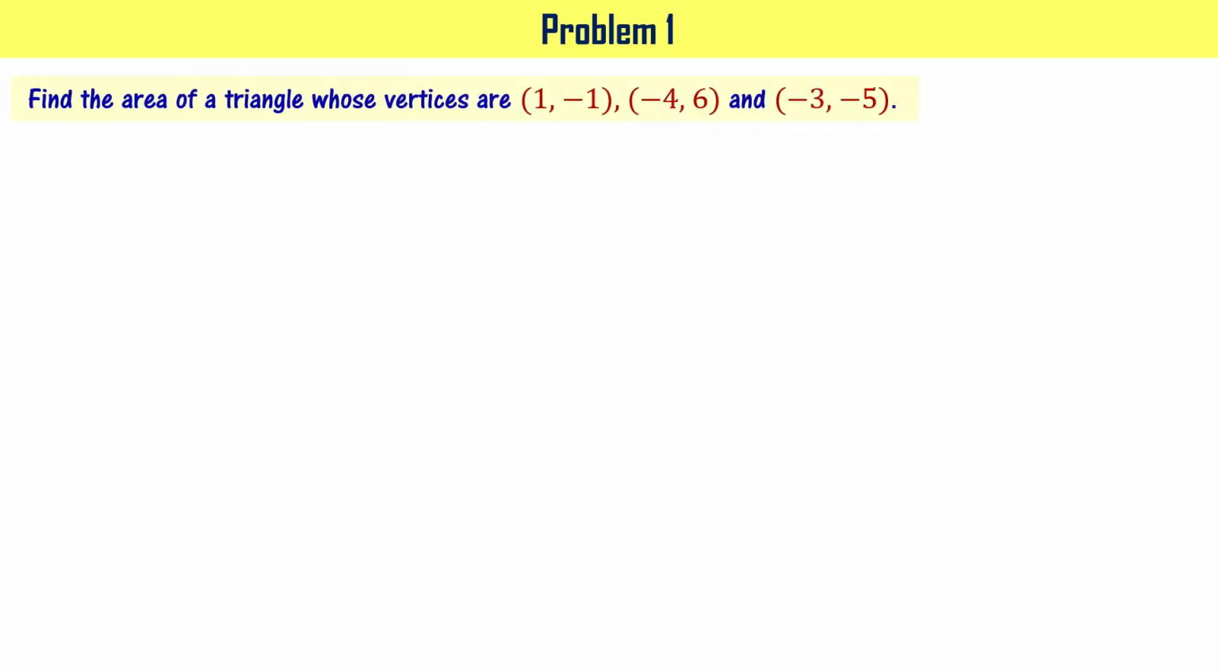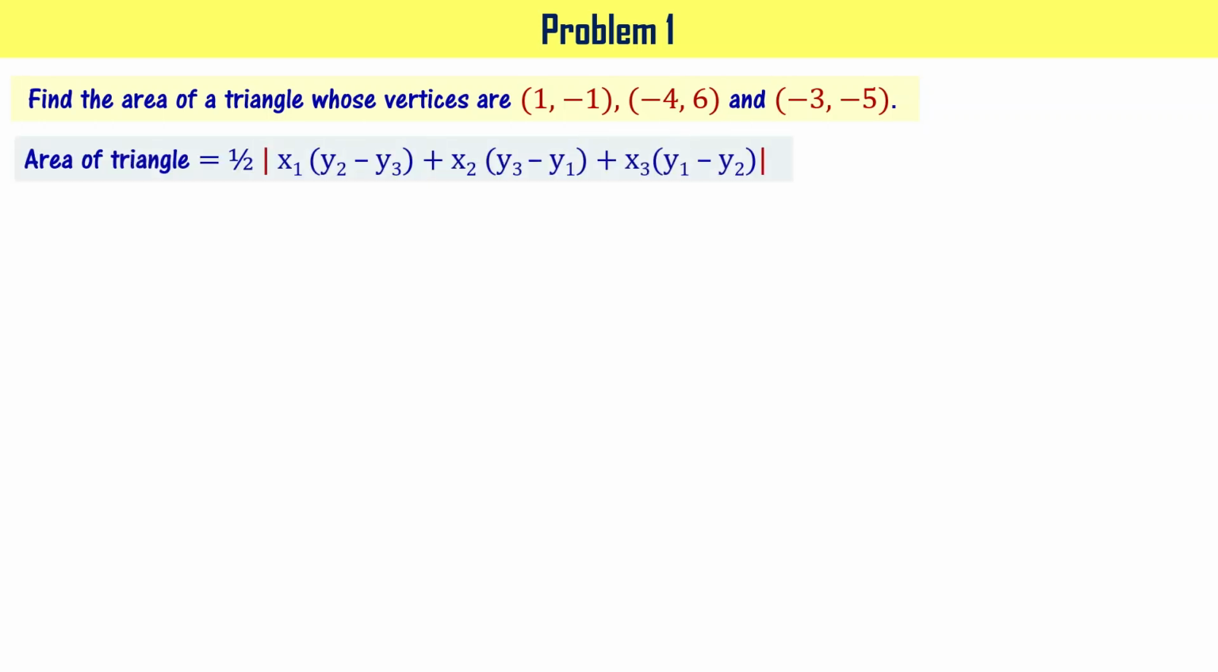Let us solve some problems based on this concept now. Find the area of the triangle whose vertices are 1 comma minus 1, minus 4 comma 6, and minus 3 comma minus 5. We know the area of a triangle is defined as half modulus of x1 times (y2 minus y3) plus x2 times (y3 minus y1) plus x3 times (y1 minus y2), right?